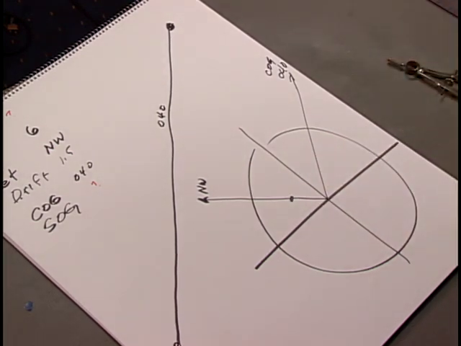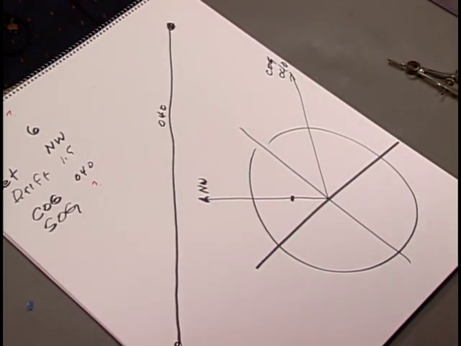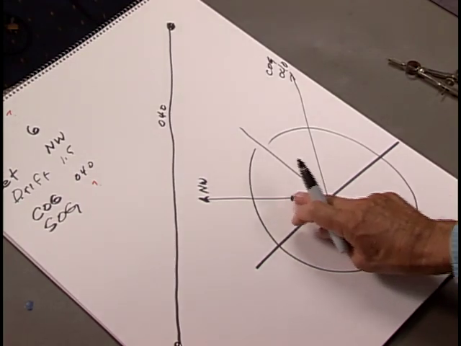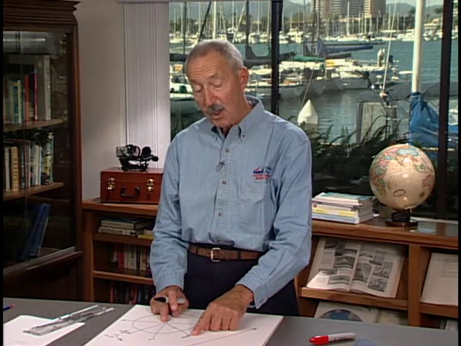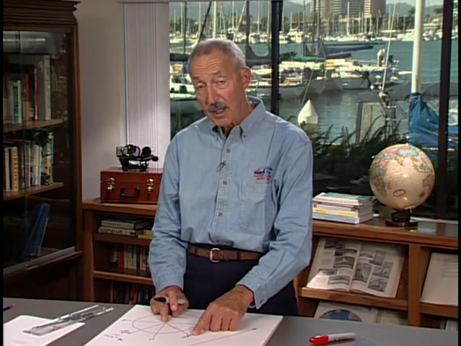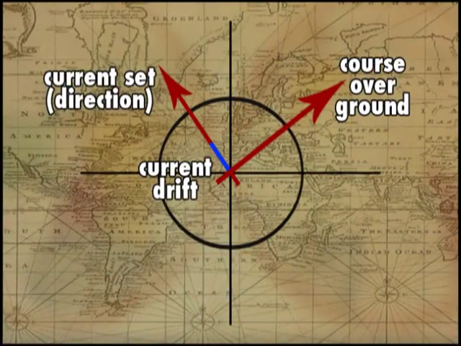chart that I'm drawing here. And this is how far the current is going to take me in 1 hour's period of time. So this line represents the current set, the direction. This distance here represents the 1.5 miles that the current will flow in 1 hour's period of time.